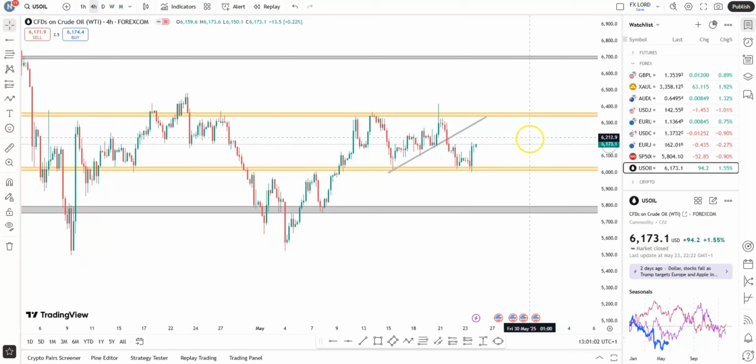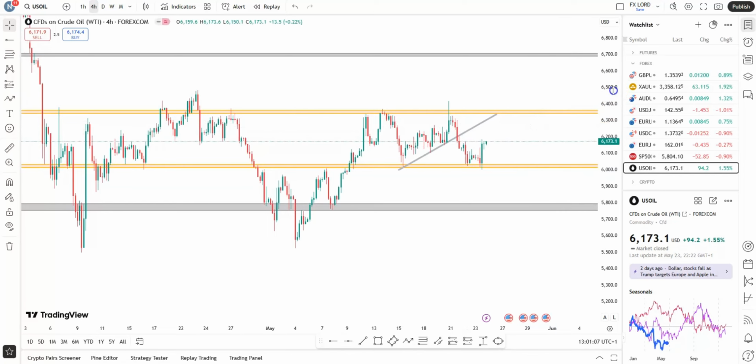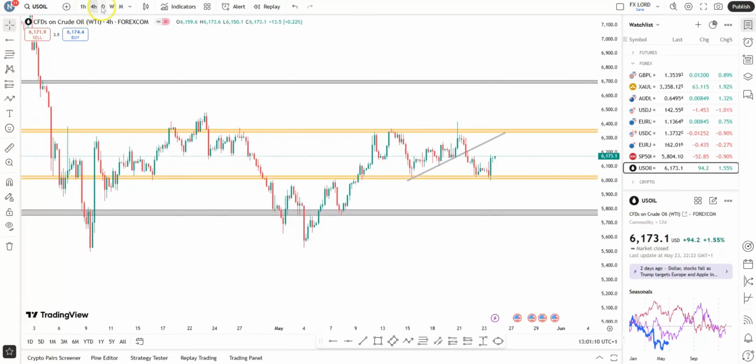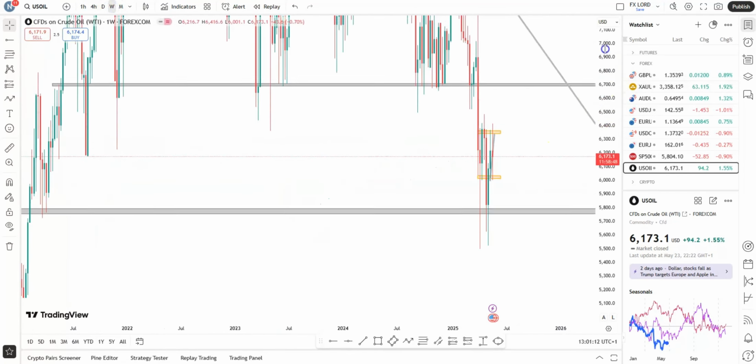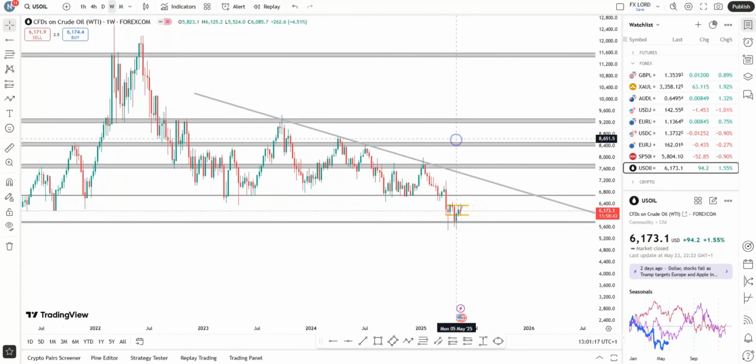So the next asset we're going to be looking at is US oil. Oil has been on a bearish trend. If you look at this on a weekly time frame, you see that oil has been bearish. This is a high, this is a lower high. It means that this high is lower than this high, which is lower than this high, and this current high is lower than this high.